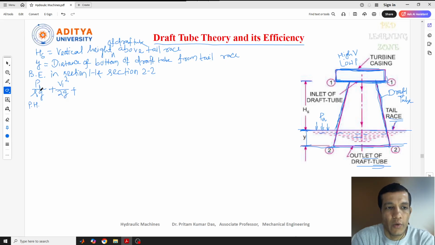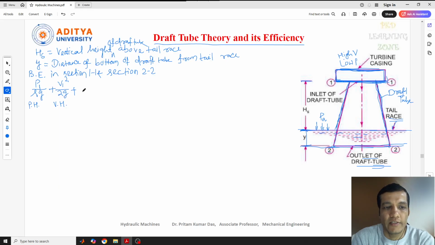This is nothing but P1, the pressure at section 1. At this point, what is the pressure value? That is P1, and P1 by rho g is considered the pressure head. So that is at the inlet condition. Similarly, this is V1 square by 2g, our velocity head. V1 is nothing but the velocity at section 1, or at the inlet condition of the draft tube.